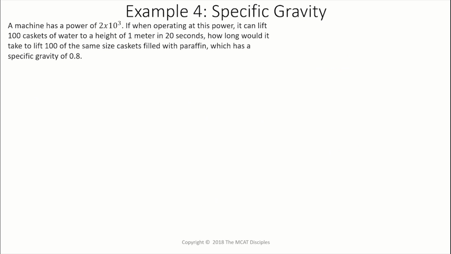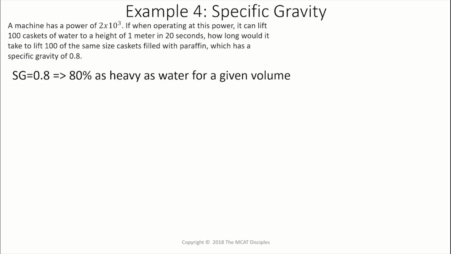All right, another example. A machine has a power of 2 times 10 to the 3. Power is joules per second. Remember that. If when operating at this power, it can lift 100 caskets of water to a height of 1 meter in 20 seconds, how long would it take to lift 100 of the same size caskets filled with paraffin, which has a specific gravity of 0.8?